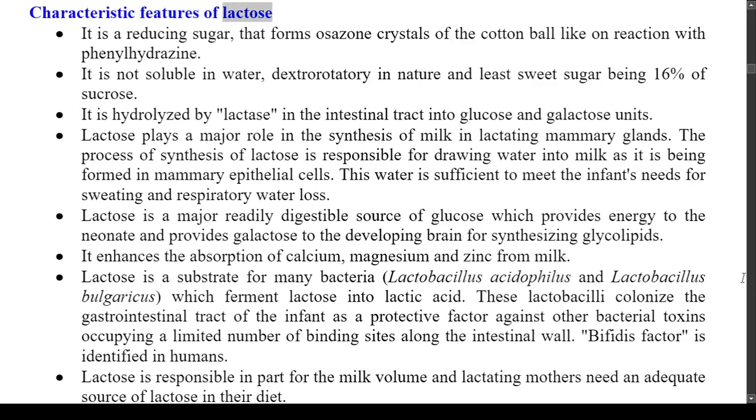Characteristic features of lactose. It is a reducing sugar that forms osazone crystals of the cotton ball like on reaction with phenylhydrazine. It is not soluble in water, dextrorotatory in nature and least sweet sugar being 16% of sucrose. It is hydrolyzed by lactase in the intestinal tract into glucose and galactose units.